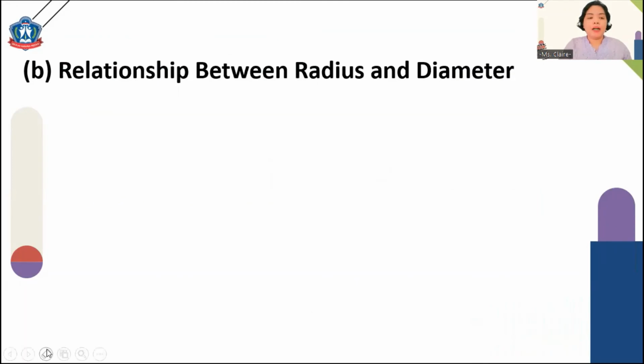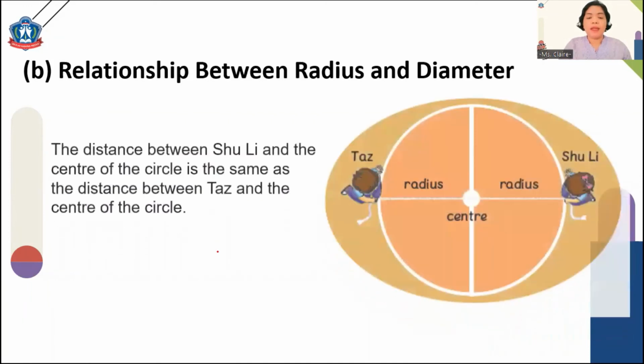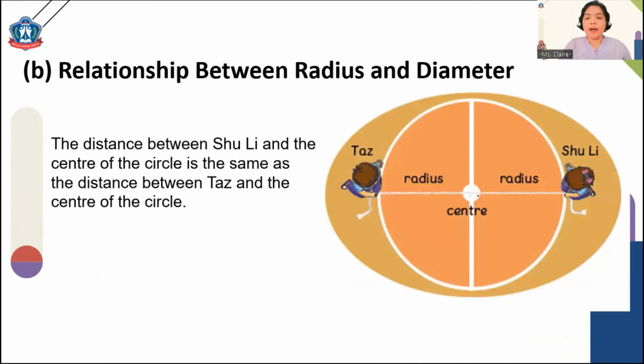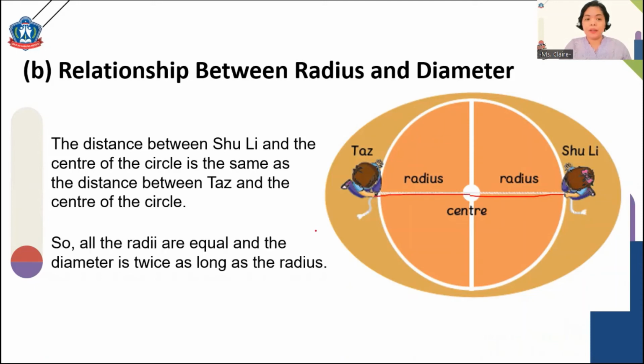Now, let's study about the relationship between radius and diameter. The distance between Julie, this one, and the center of the circle is the same as the distance of Taz and the center of the circle. So all radii are equal and the diameter is twice as long as the radius, as long as it passes through the center of the circle. So this is a radius, another radius here, so we have 2 radii. If they pass through the center of the circle, that is a diameter.